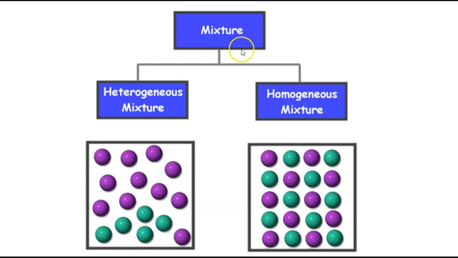Okay, so a heterogeneous mixture is a different or other looking mixture. So I can see there's the blue half and there's the purple half. A homogeneous mixture is going to look the same. So I can see that I have different elements mixed in here, but there's not a blue half and a purple half. It's more uniform.